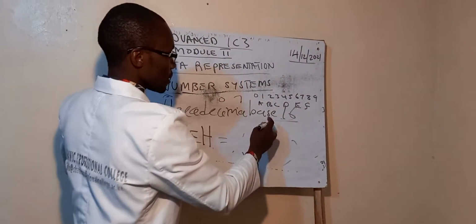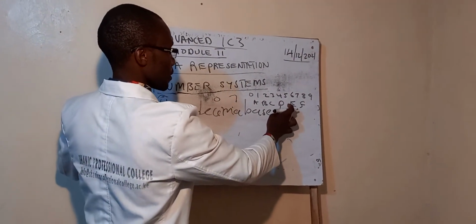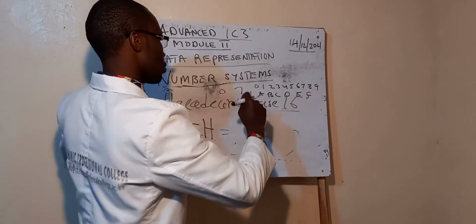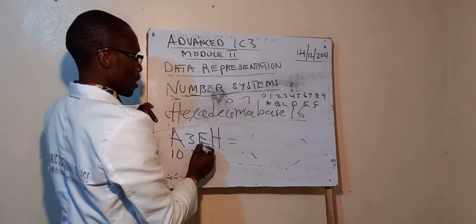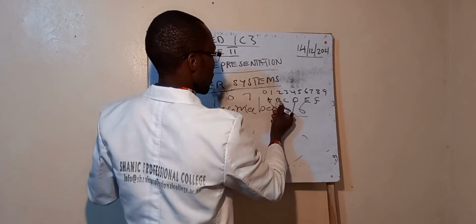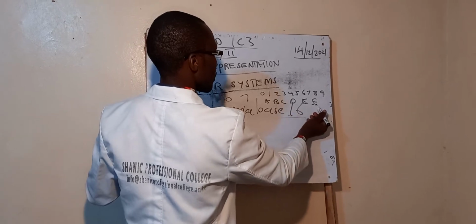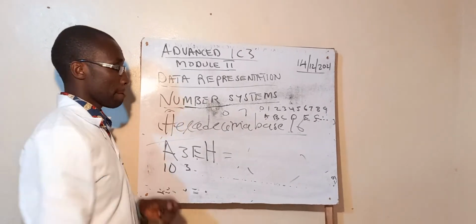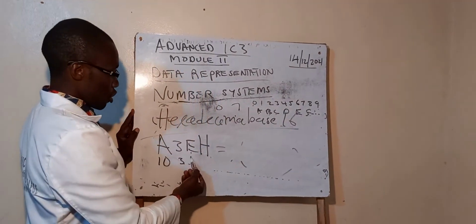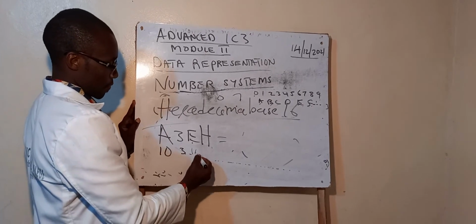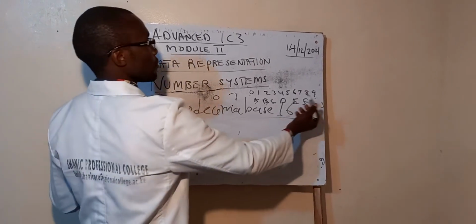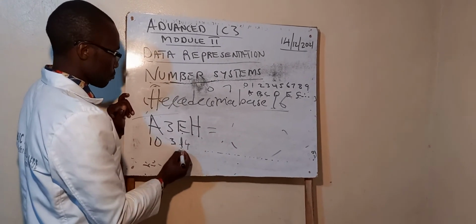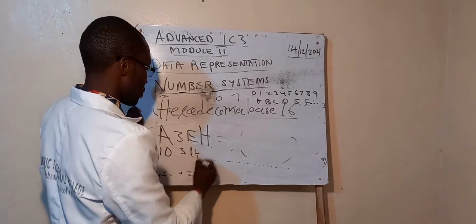So when you look at this, A, B, C, D, E, F, in this case this is 10, 11, 12, 13, 14, 15, 16. And now E is 14. Now, according to the value, in this case, I want us to do the conversion.